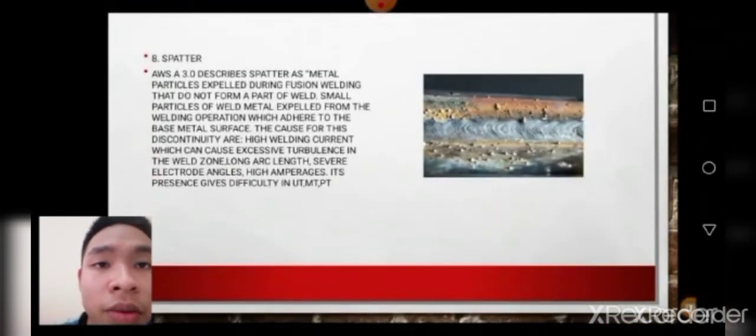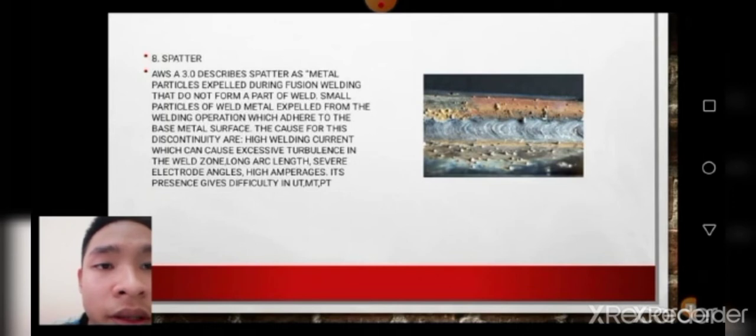We go to number 8. Spatter. Spatter is the metal expelled during fusion welding that does not form a part of the weld. Small particles of weld metal from the welding operation adhere to the base metal surface.